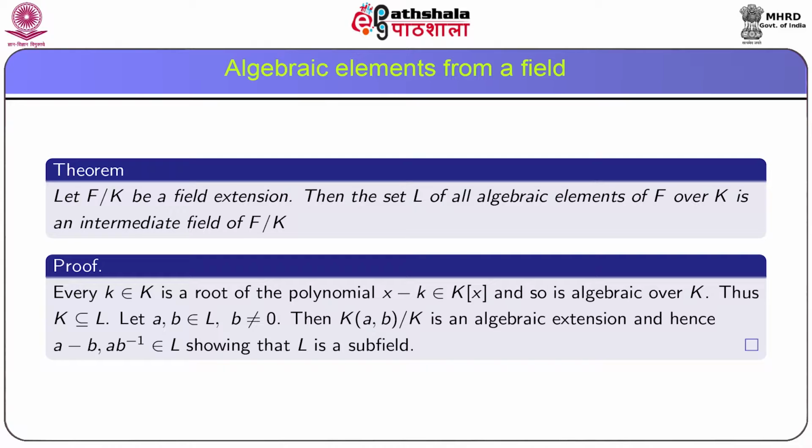As an application of the corollaries we have proved just now, we show that the set of all algebraic elements forms a field. To state formally, let F by K be a field extension, then the set L of all algebraic elements of F over K is an intermediate field of F by K.